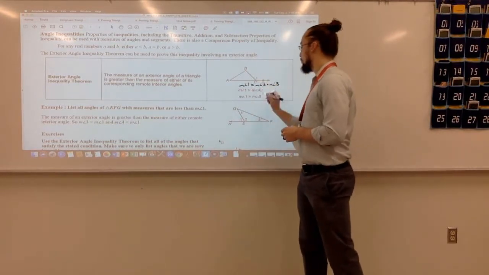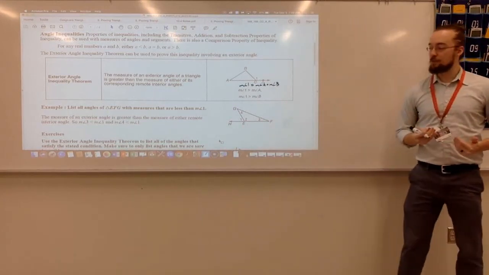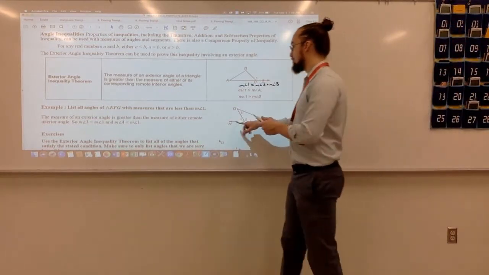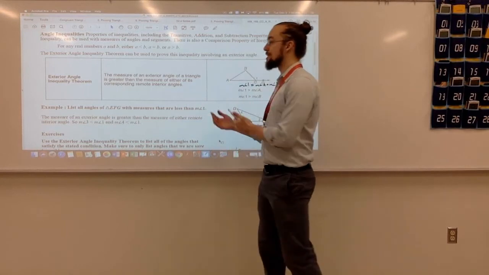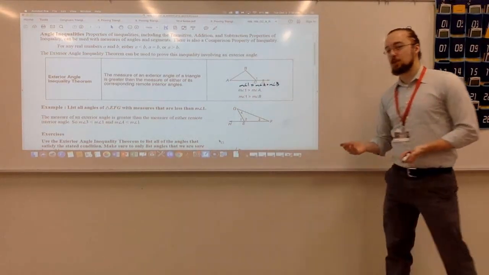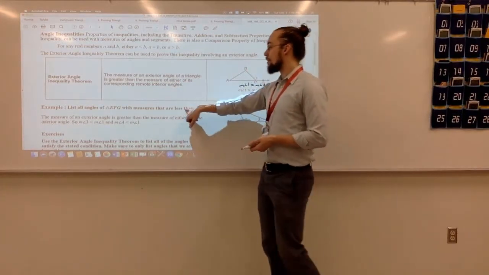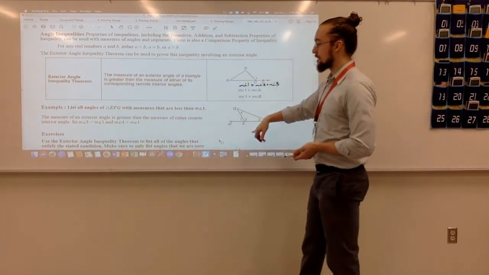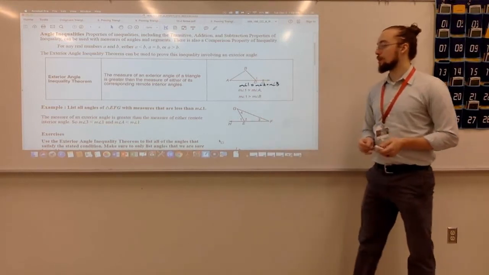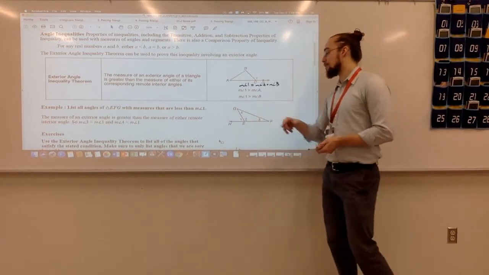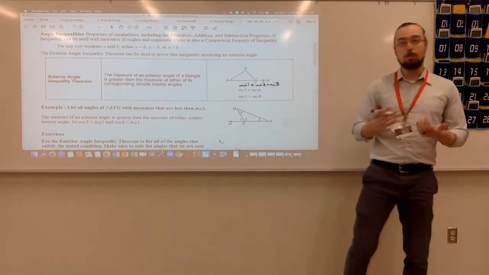So really, all we're doing on the front here is looking at certain statements and listing all the angles that fit that criteria for sure. For example, this one says list all the angles inside of this triangle with measures that are less than the measure of angle 1.